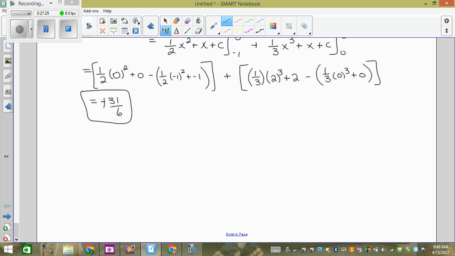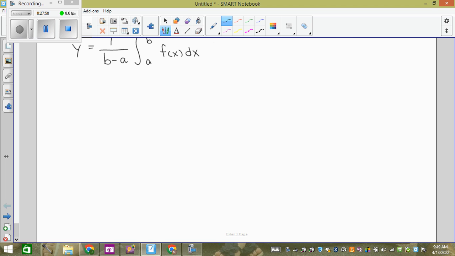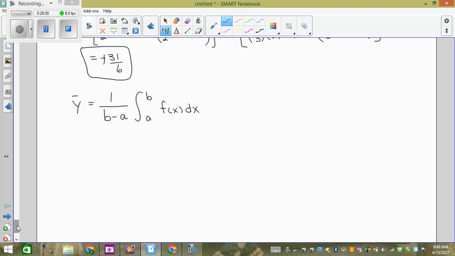Determine the average value. What is the average value formula? Y bar equals 1 over b minus a. Then what do I get? Equation. F of a. Yes. But then we do what? A to B.